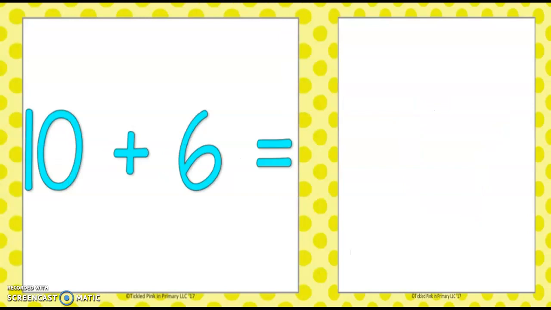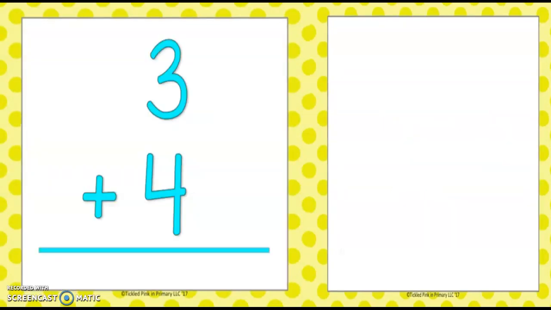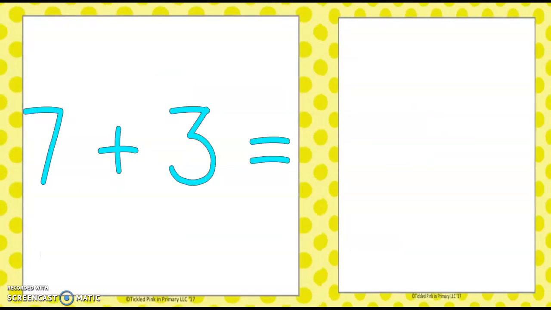10 plus 6 equals 16. Let's say it together. 10 plus 6 equals 16. 3 plus 4 equals 7. Let's say it together. 3 plus 4 equals 7.